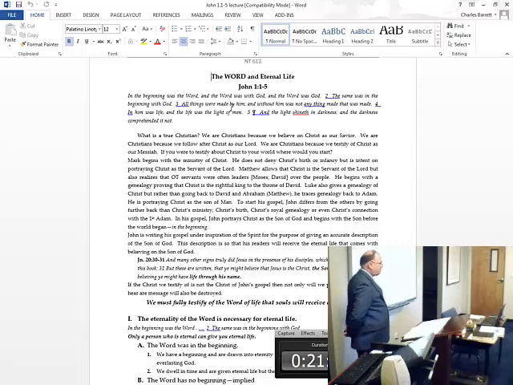And many other signs truly did Jesus in the presence of his disciples, which are not written in this book. But these are written that ye might what? That ye might believe that Jesus is the Christ, the Son of God, and that believing ye may have life through his name. Right? John very clearly tells you why he's writing.